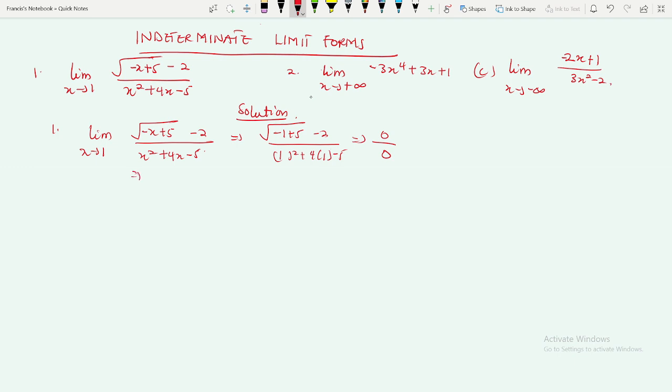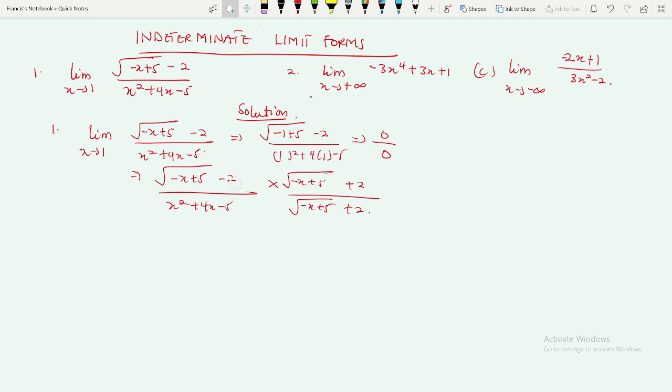So this is what you do. You simply take the conjugate of the numerator, where the surd is. So that will be the square root of negative x plus 5 minus 2 all over x squared plus 4x minus 5, times square root of negative x plus 5 plus 2 all over square root of negative x plus 5 plus 2. For the conjugate, the sign here becomes positive. We realize that apparently we are not doing anything. We are simply multiplying this expression by 1, but there will be an effect, right?